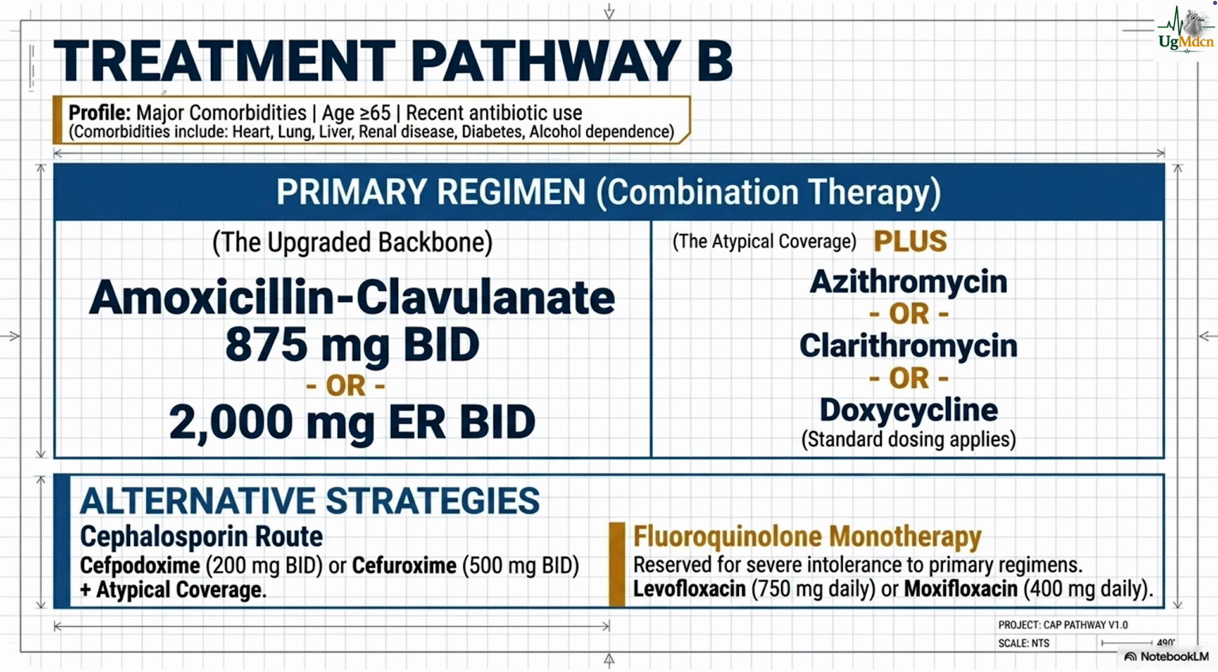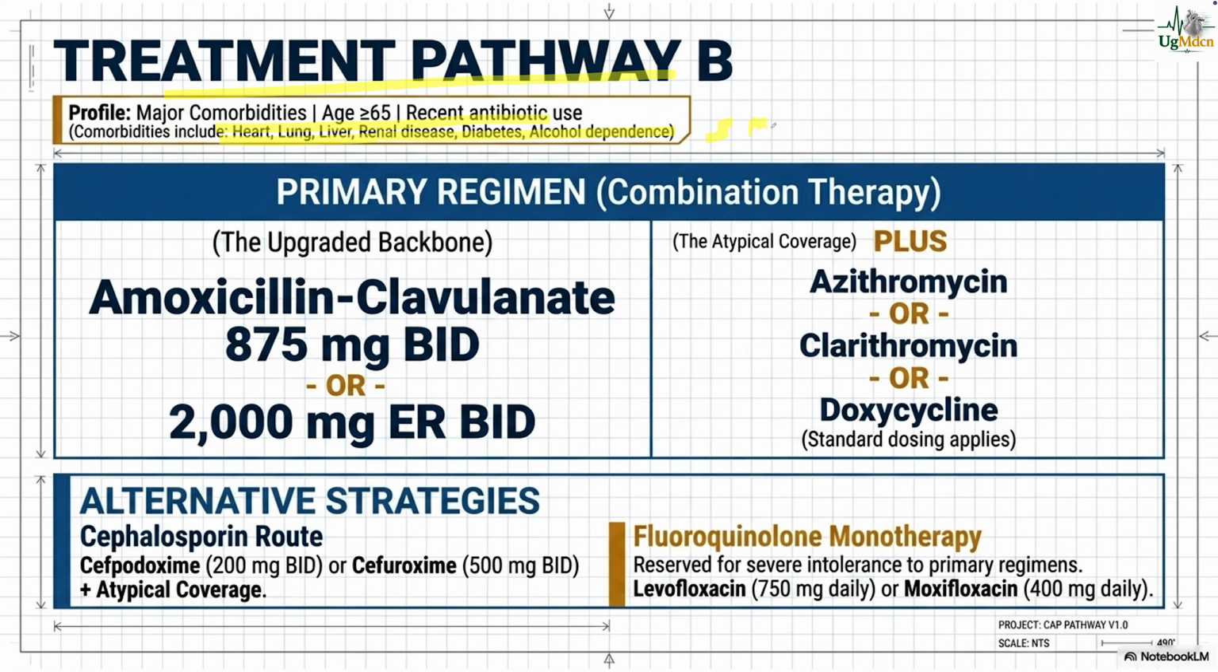Now let us see what treatment pathway B is. Patients with significant comorbidities follow treatment pathway B. Examples include chronic heart disease, chronic lung disease, diabetes, liver disease, kidney disease, or immunocompromising conditions.